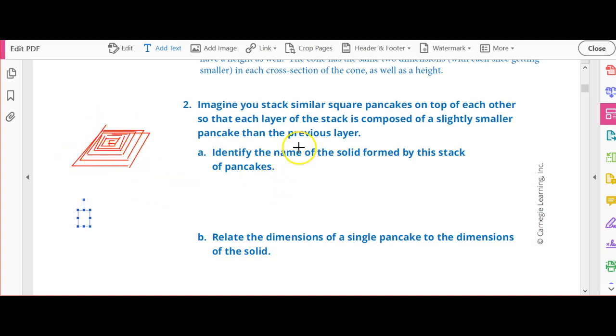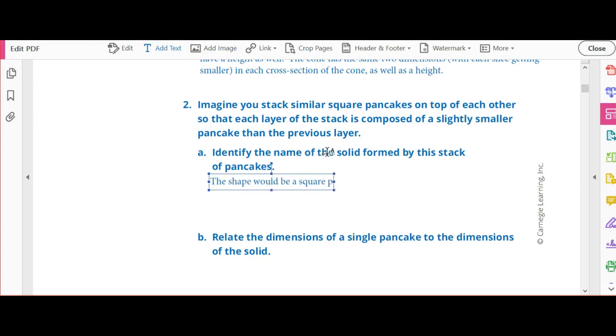Okay? So there's different types of pyramids. The pyramids all start with some kind of a polygon for the base, and they rise up with similar polygons all the way up to a point. Okay? And that is a pyramid. So let's add in a little text here. Here we go. The shape would be a square pyramid.